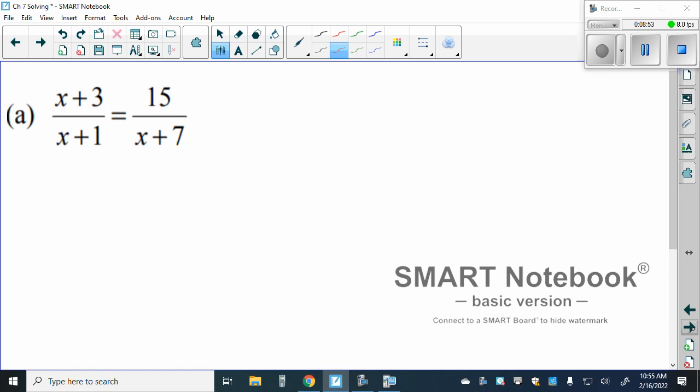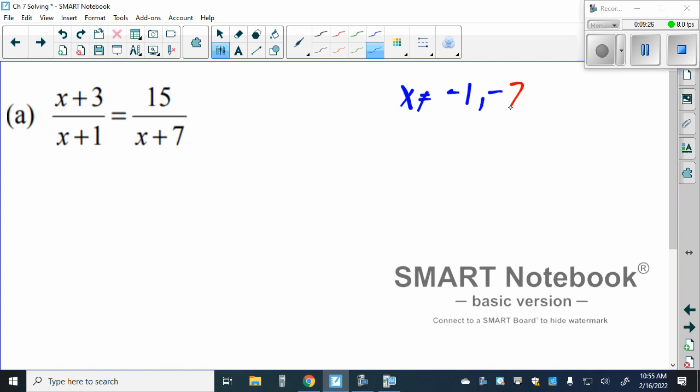All right, let's look at one more of these here and then we'll move on, because I have a feeling that we don't need to do too many more of these here. So looking at this one here, let's name the restrictions first. So what can x not be? Negative 1 or negative 7. Because negative 1 would make the x plus 1 be 0. The negative 7 would make the x plus 7 be 0.